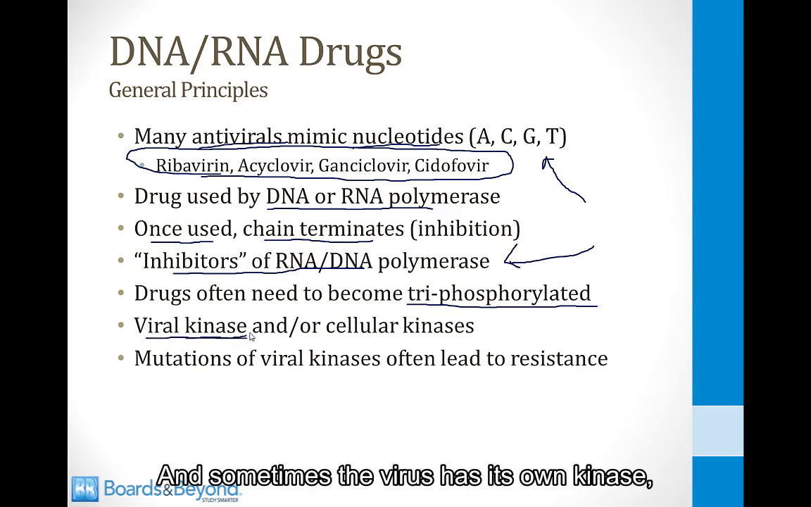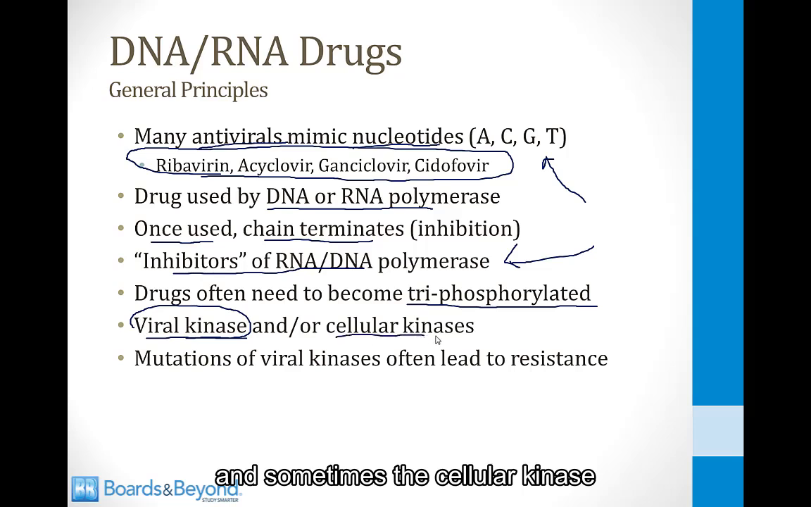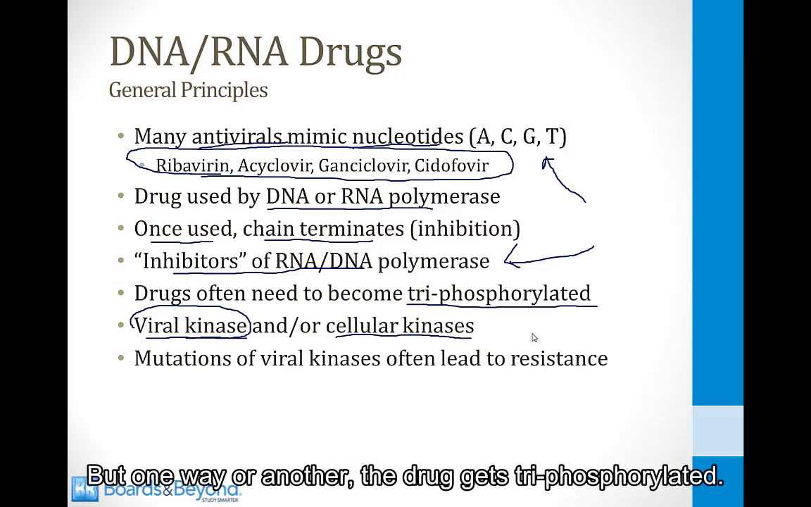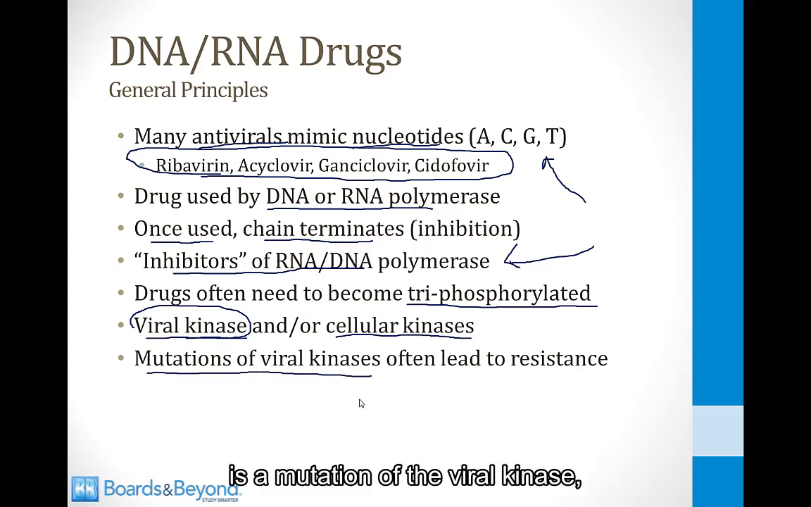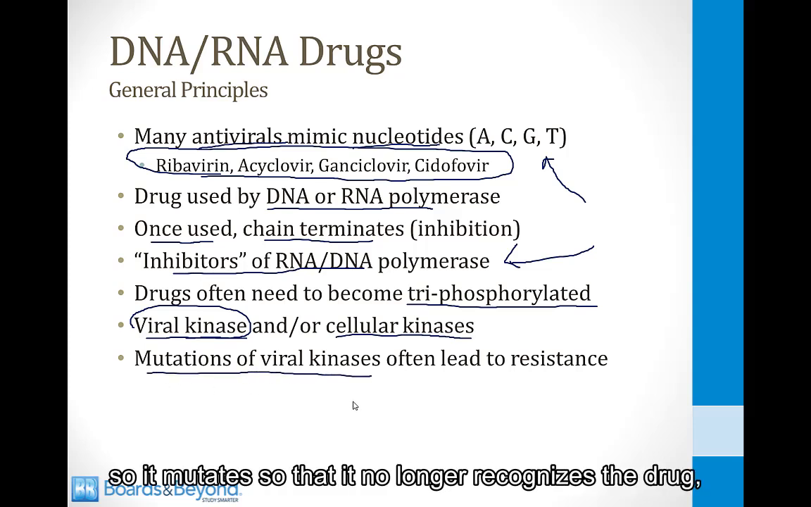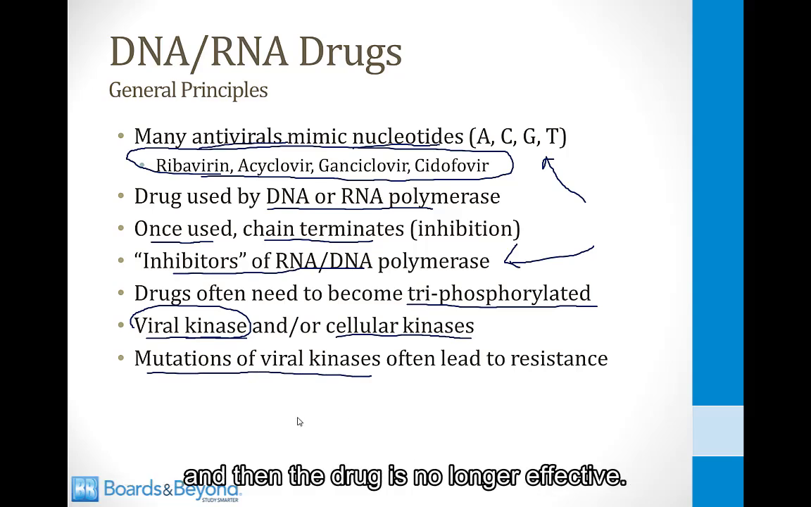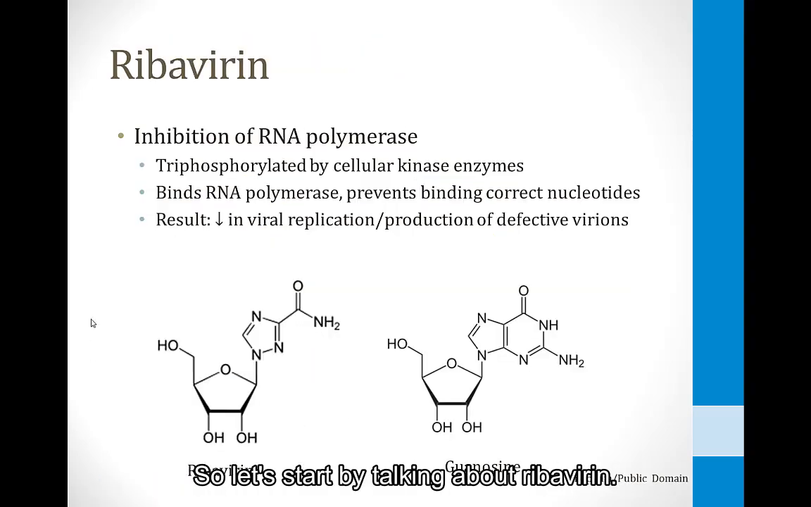And sometimes the virus has its own kinase, and sometimes the cellular kinase of the infected cell is used. But one way or another, the drug gets triphosphorylated. And an important common mechanism of resistance to these drugs is a mutation of the viral kinase. So it mutates so that it no longer recognizes the drug, and then the drug is no longer effective. So let's start by talking about ribavirin, and first let's look at its chemical structure.